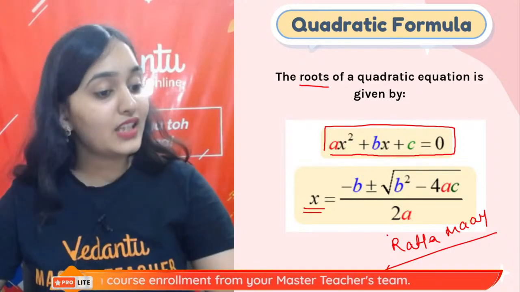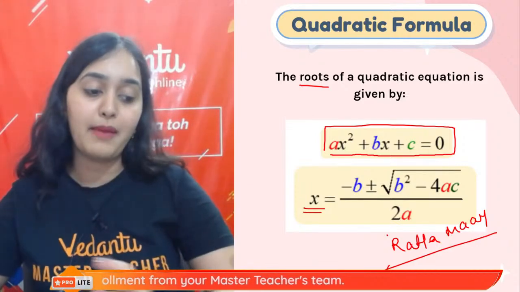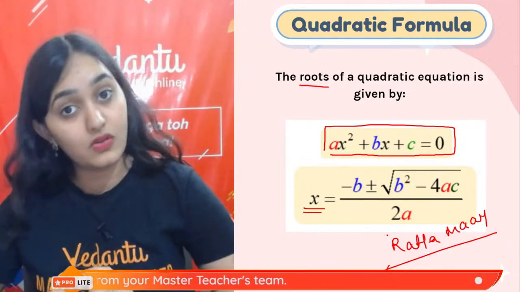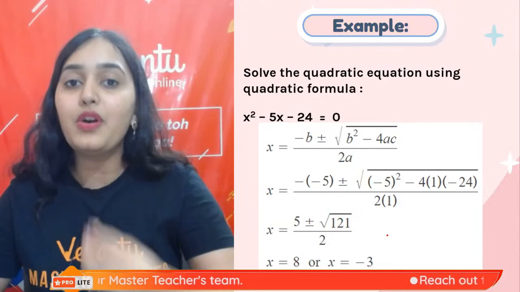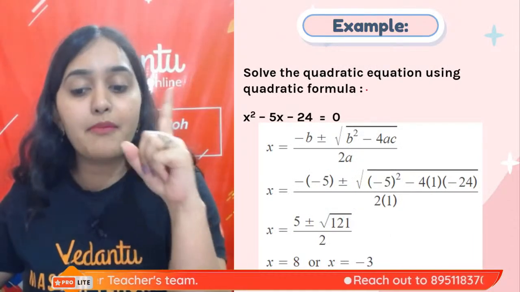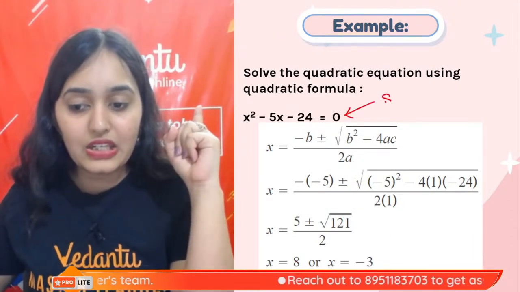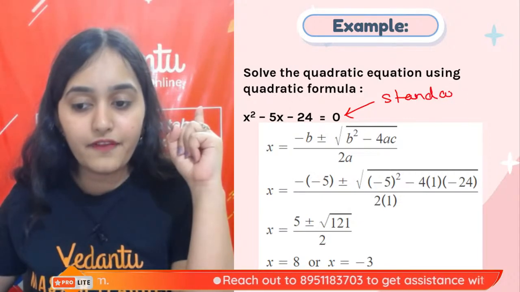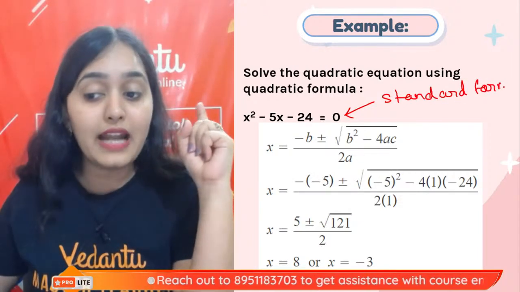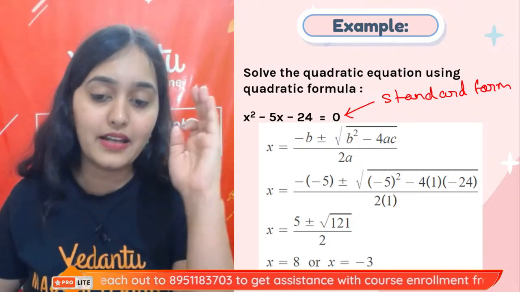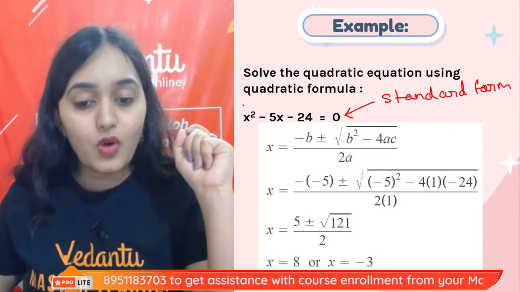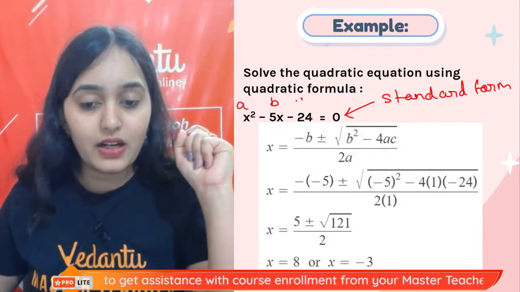Okay. You have to memorize this. You have to remember this, otherwise you will not be able to solve. Now, how to apply this? Step number one, get the equation in standard form. It is very important that your equation should be in standard form. Now find out what is A, what is B, what is C.